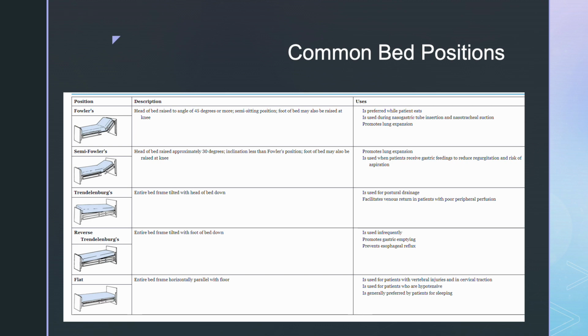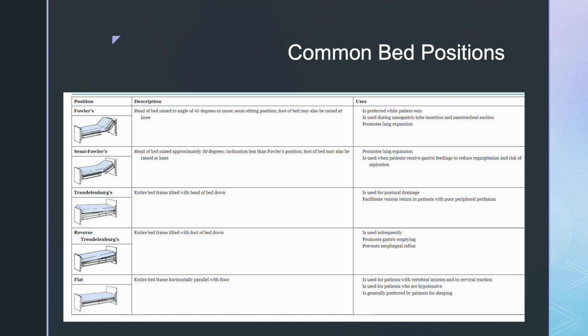Common bed positions. These are important terms for you to know. This is directly out of the textbook. The first position there is Fowler's, and so this is when the head of the bed is 45 degrees or more. It's kind of a sitting position. Some patients like their head of the bed elevated just a little bit, and this would be like a Fowler's position. It promotes lung expansion and is preferred while the patient's eating.